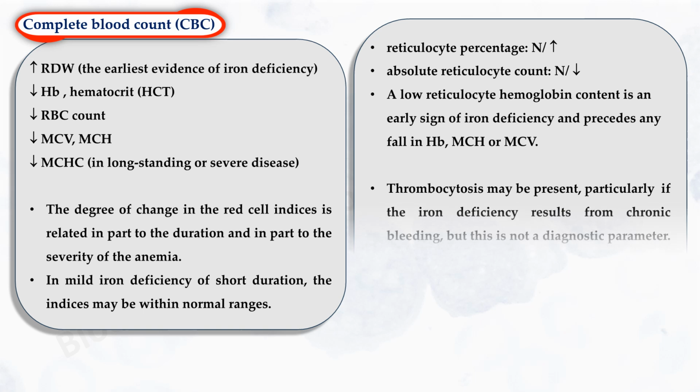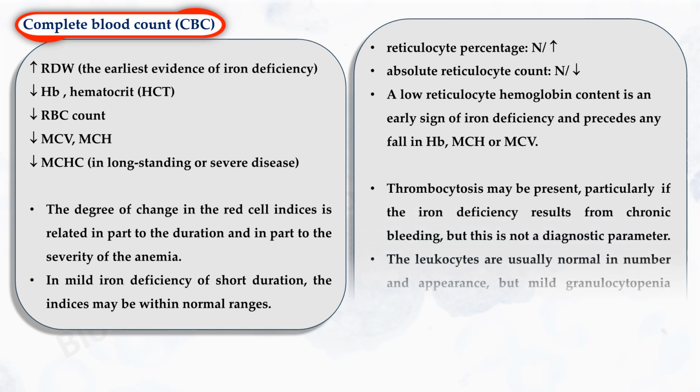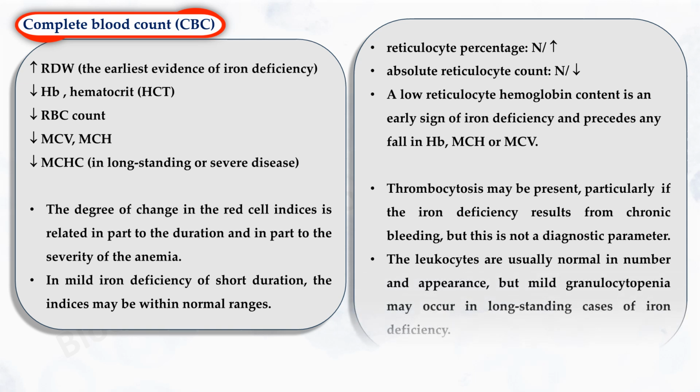Thrombocytosis may be present, particularly if the iron deficiency results from chronic bleeding, but this is not a diagnostic parameter. The leukocytes are usually normal in number and appearance, but mild granulocytopenia may occur in long-standing cases of iron deficiency.